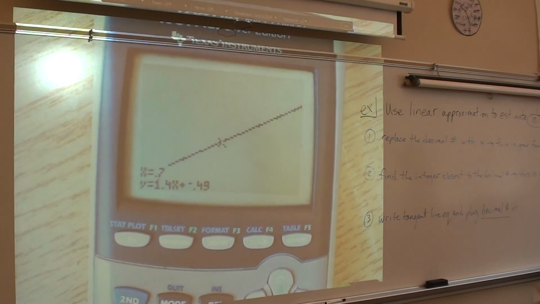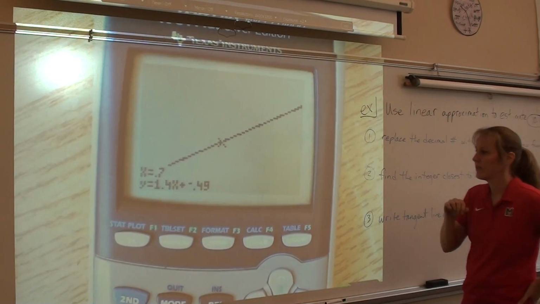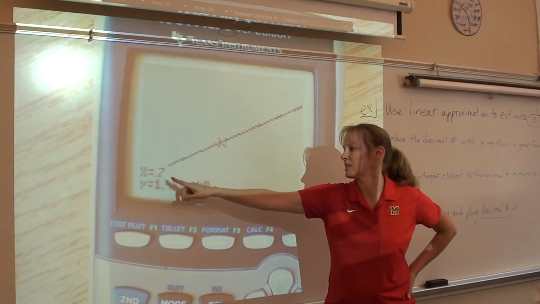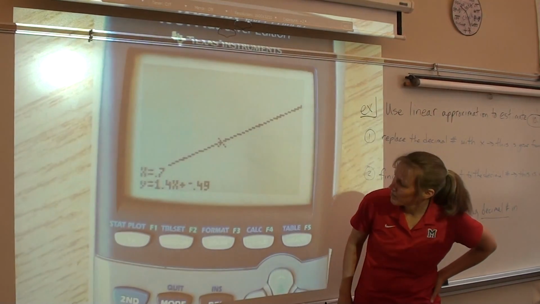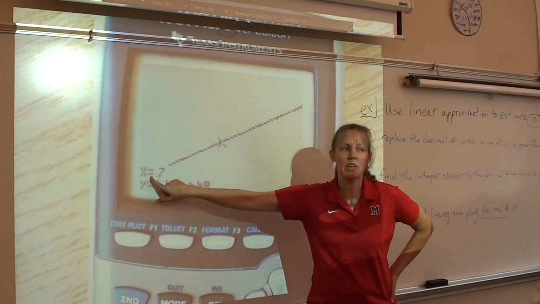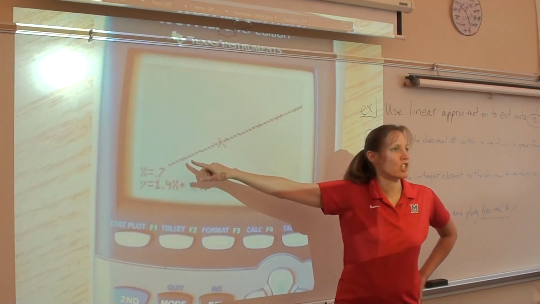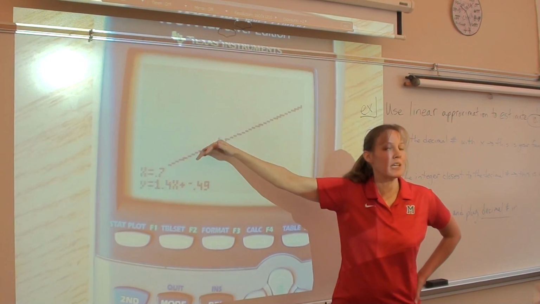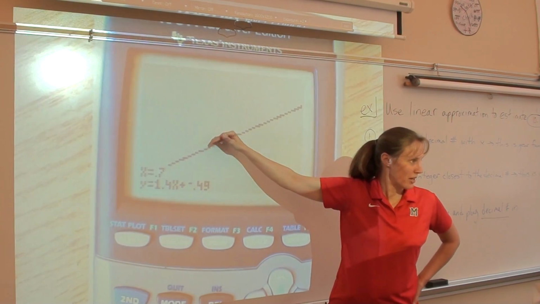By the way, do you know your calculator will give you an equation of a tangent line? Okay, so the equation of the tangent line at point 7 is 1.4x minus 0.49. Anyway, the linearization of the function is, if you were to write the equation of that line at a point, it would be the same as the line tangent to the function at that point.